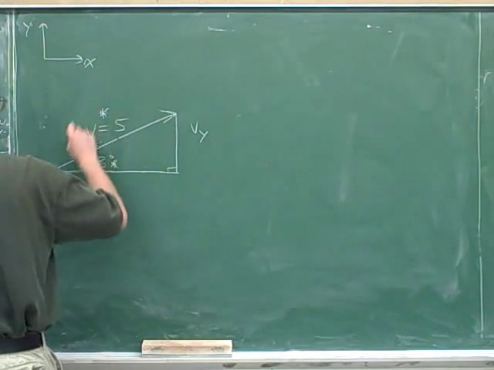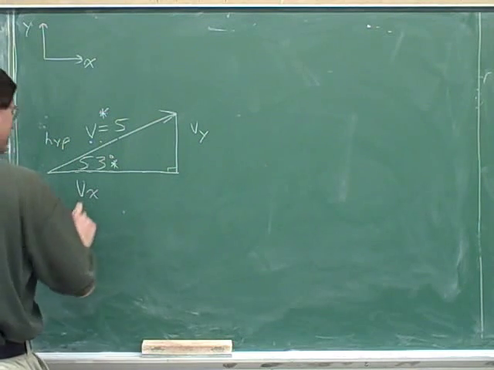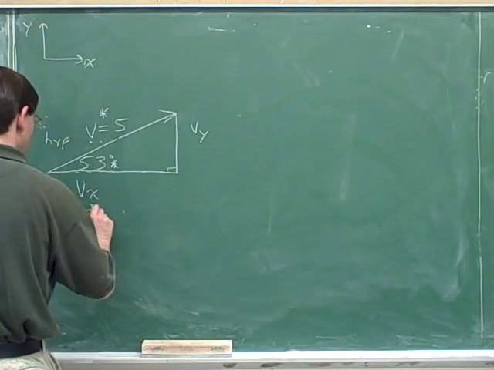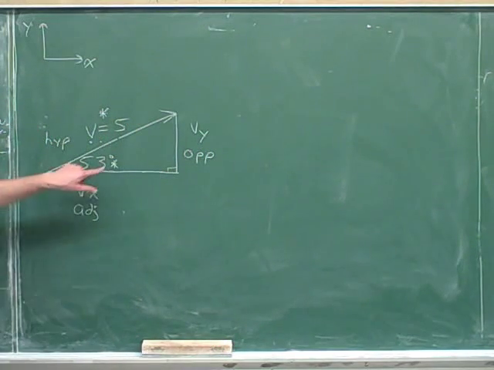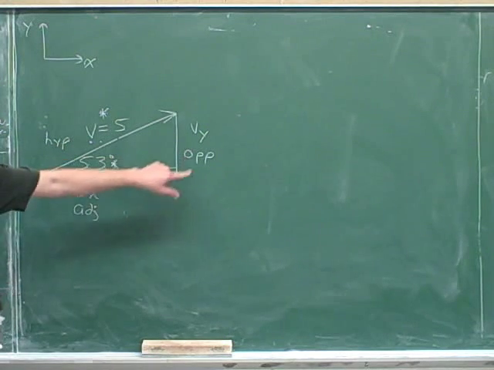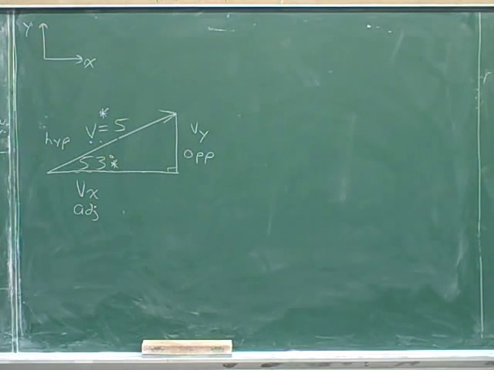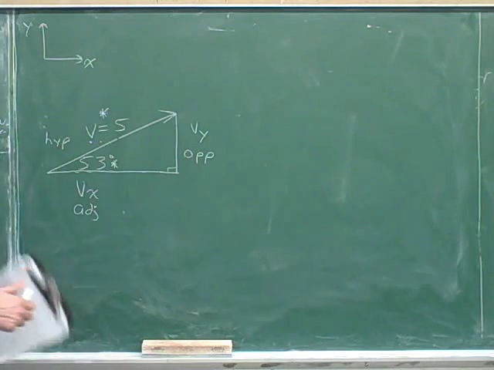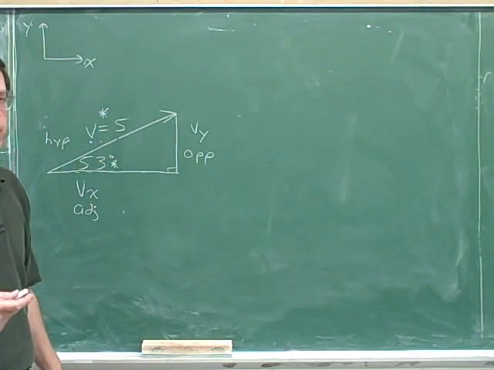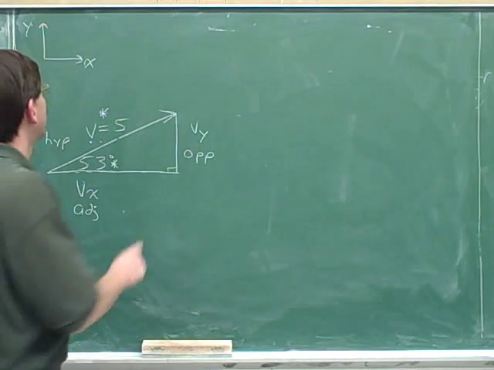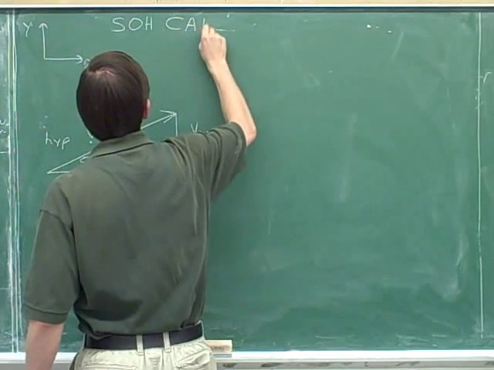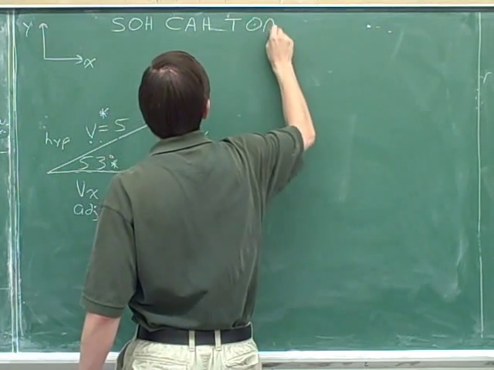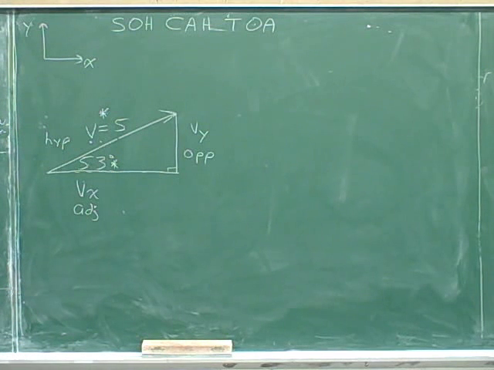Now we can label the hypotenuse and the adjacent side and the opposite side. The asterisk helps us to keep track of who's adjacent and who's the opposite side. Now would be a good time to write down our mnemonic for the trig functions. SOH CAH TOA. So here's our mnemonic for the trig functions. SOH CAH TOA.